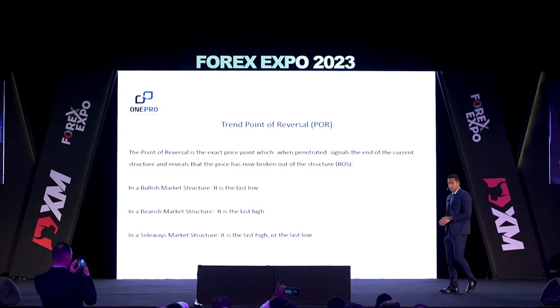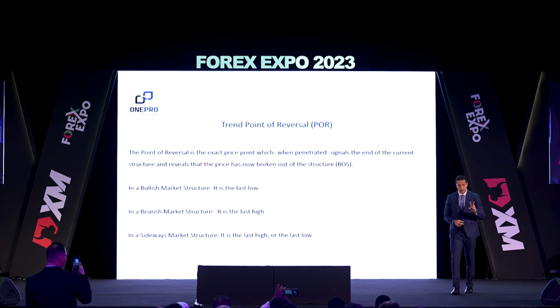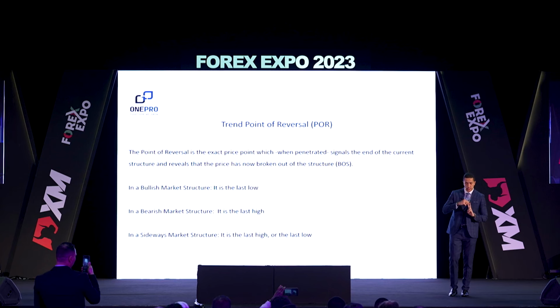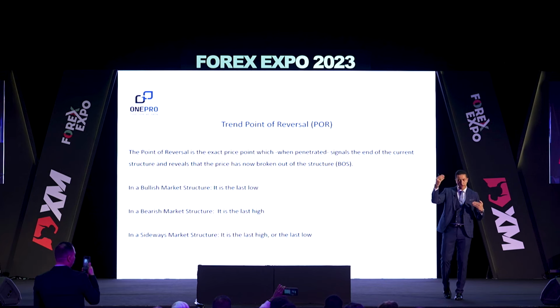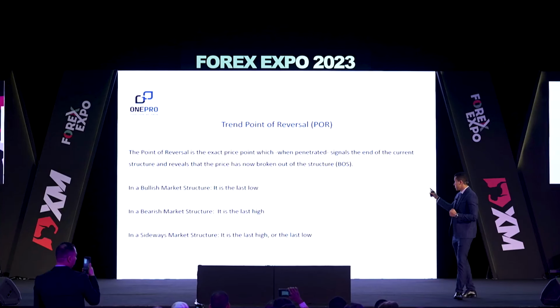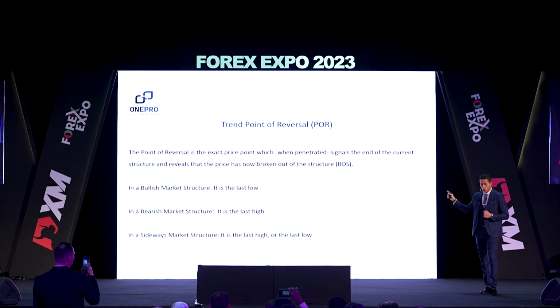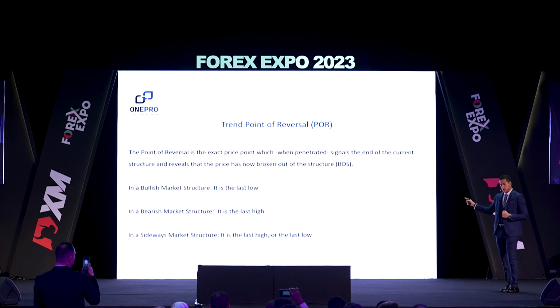How do we know the trend point of reversal? Remember the 2 main conditions of the upward trend or the bullish market structure: higher highs and higher lows. If the market is moving higher, registering new higher highs and new higher lows, but prices started to move lower and broke below the last low formed, this is the point of reversal. So in the bullish market structure, it's the last low. In the bearish market structure, it's the last high. And in a sideways market structure, it's either the high or the low.